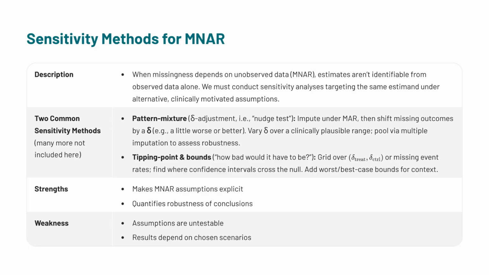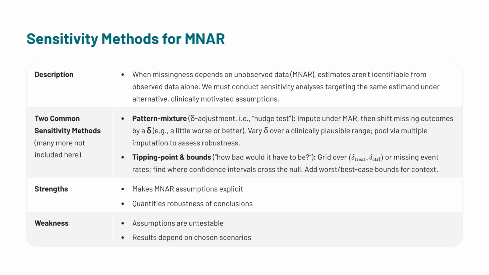When missingness likely depends on the unreported values themselves, we can't learn the answer from the observed data alone. So, we stress test the same target of interest under reasonable, clinically motivated assumptions. Two practical tools. First, a pattern mixture nudge test. We complete the dataset under Missing at Random. Then, shift the imputed outcomes a little better or a little worse across a plausible range and pool the results. If conclusions hold, they're more convincing.